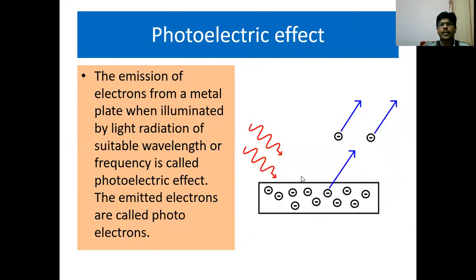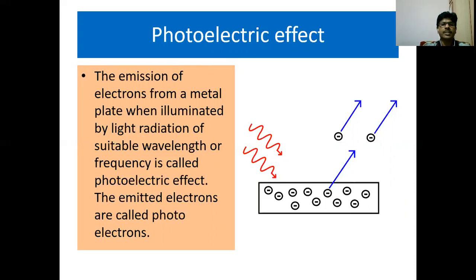Now, in this slide, you see a metal surface. Any metal has got a large number of free electrons. These free electrons can be ejected out of the metal surface when energy is given to them. This energy that is required to eject the electrons out of the metal surface is known as work function. The work function changes from material to material or from metal to metal.